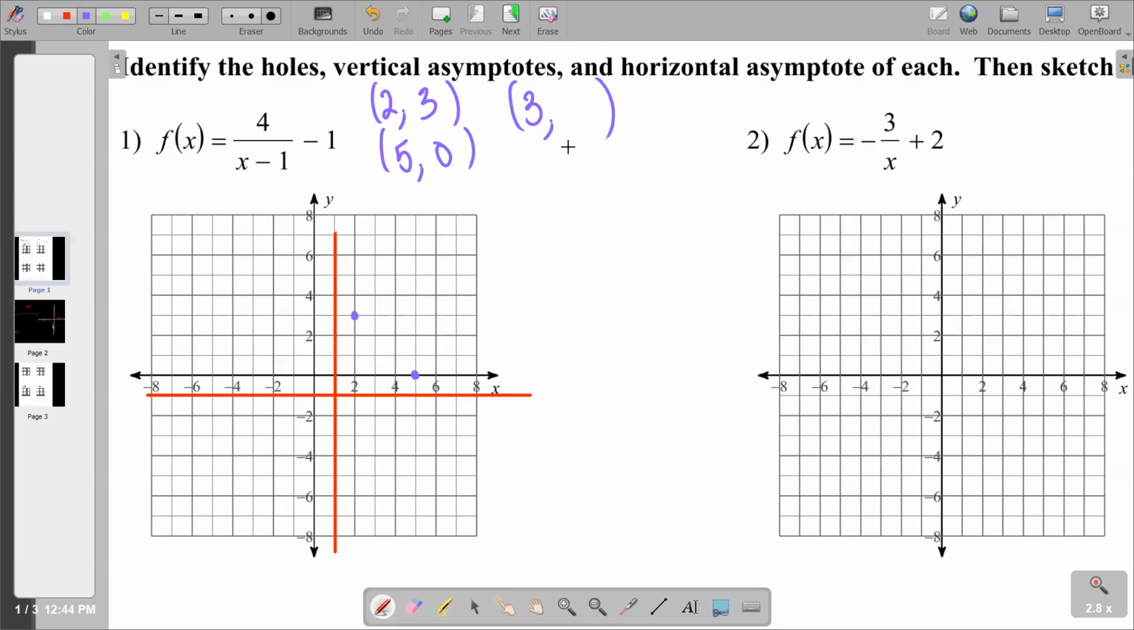This one won't be bad at all. What's 3 minus 1? 2. What's 4 divided by 2? What's 2 minus 1? Boy, we're on a roll here. And the other one that's in between there is 4.